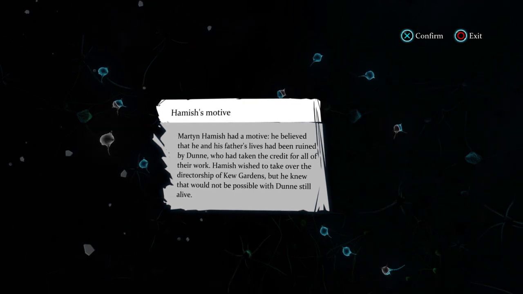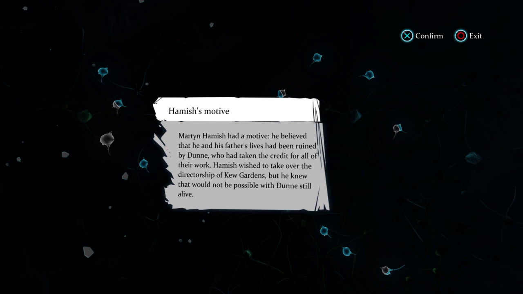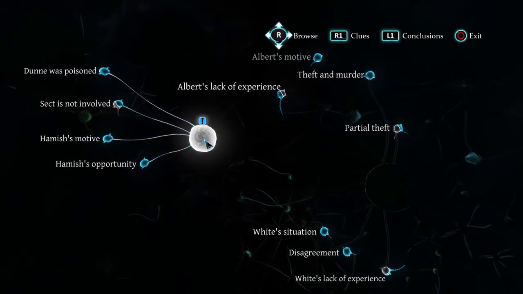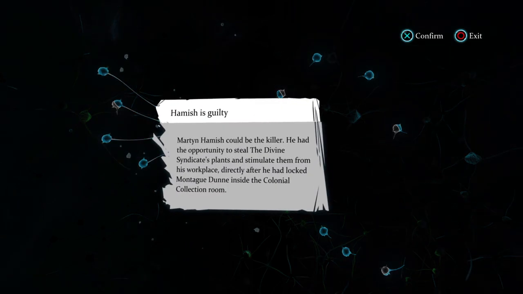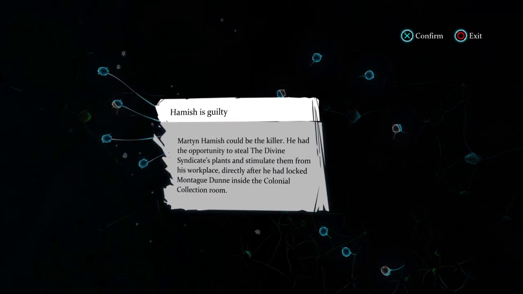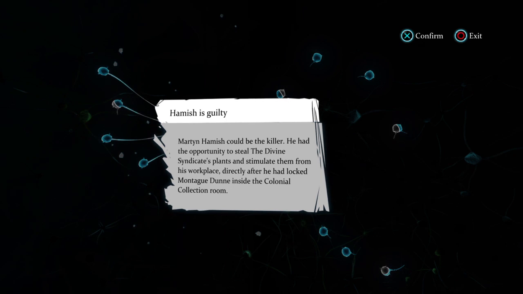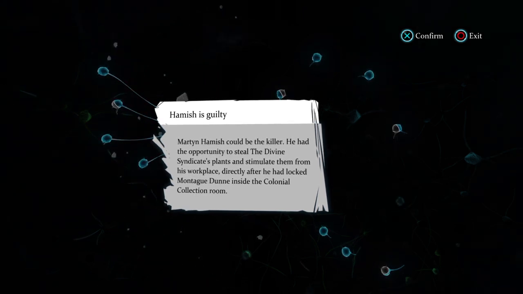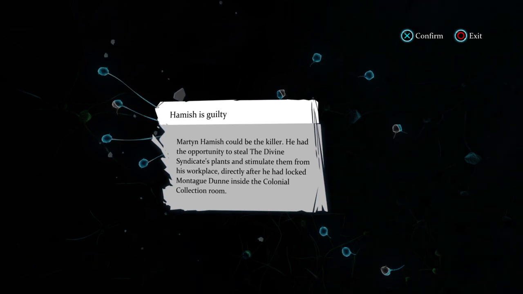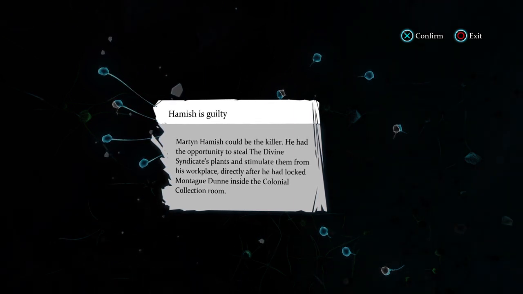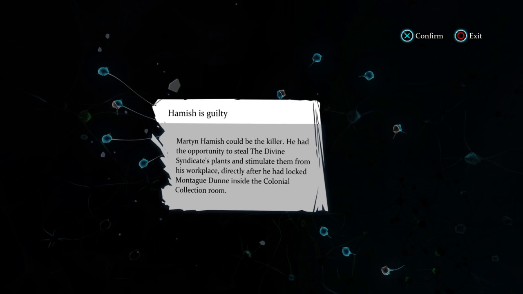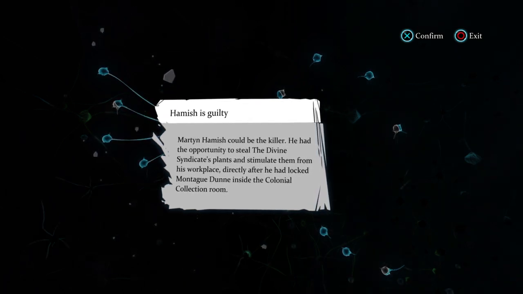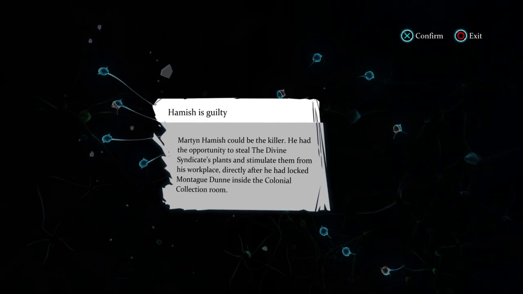I'm more and more convinced that he is the one to blame. Because, yeah, it was him. It has to be. Hamish is guilty. Martin Hamish could be the killer. He had the opportunity to steal the Divine Syndicate's plans and stimulate them from this workplace, directly after he had locked Montague Dunn inside the Colonial Collection Room. No, he couldn't. He had no key. He couldn't lock him. Albert is the only one who had a key, and he gave a copy to Miss White.